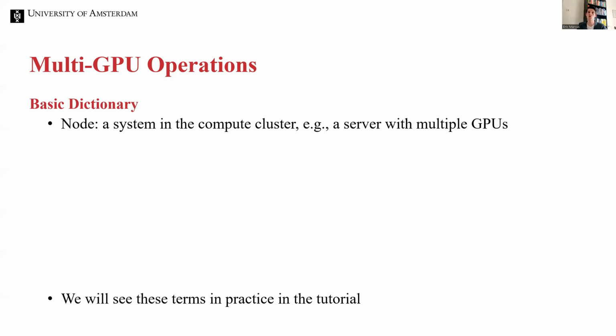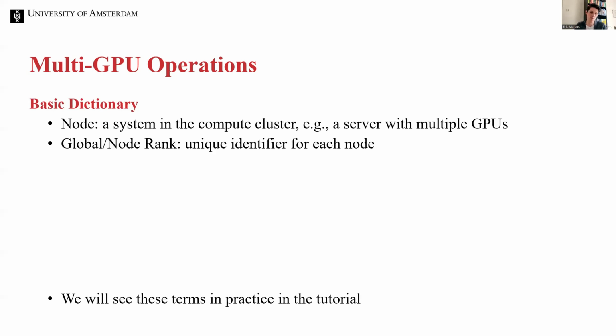Let me mention some words. So the first word is node. Probably you have heard this one before. It's just a system in your computing cluster. So for the UVA students, Lisa is a computing cluster, and there are lots of nodes on there on which you can ask for GPUs and whatnot.